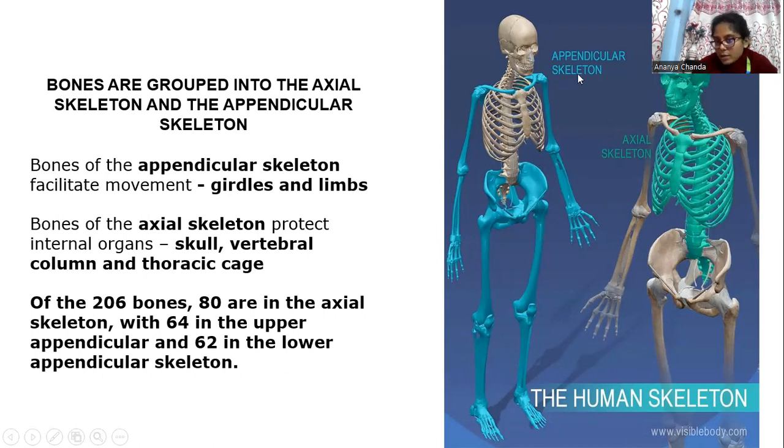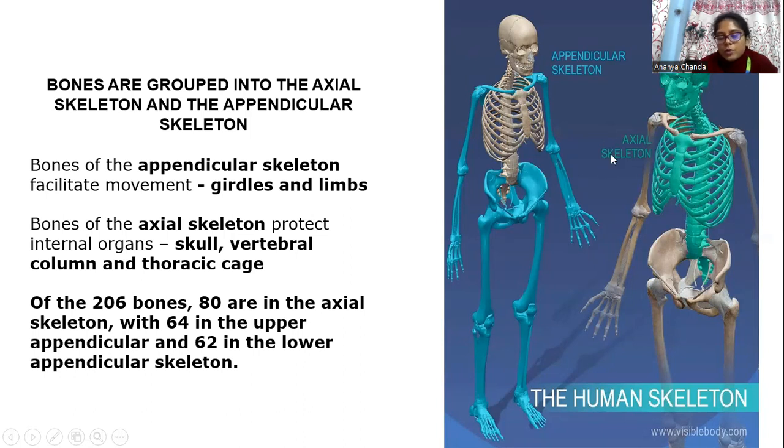So in this diagram, you can see the appendicular skeleton is marked with the blue color. This blue color is comprising of what? The shoulder girdle. The shoulder girdle attaches with the upper limbs, and the pelvic girdle attaches with the lower limb. Then comes the axial skeleton, which is comprising of the skull, the vertebral column, the thoracic cage.